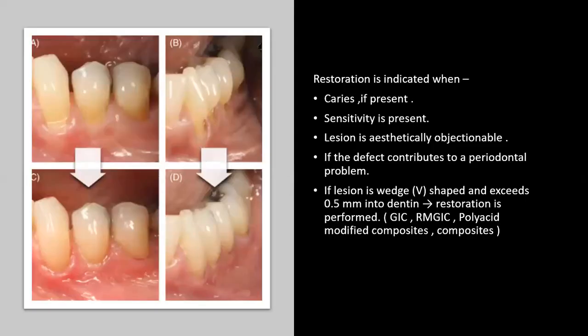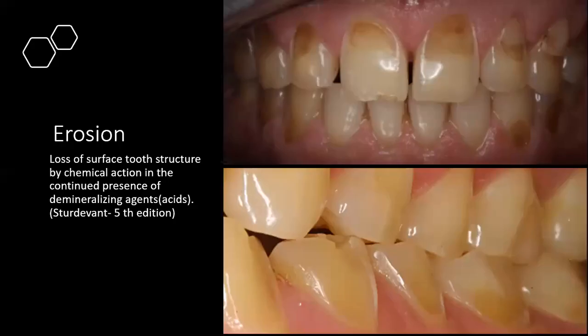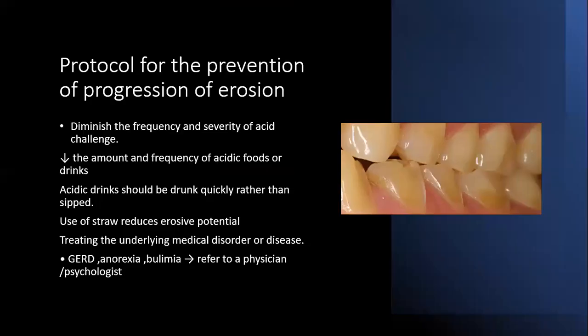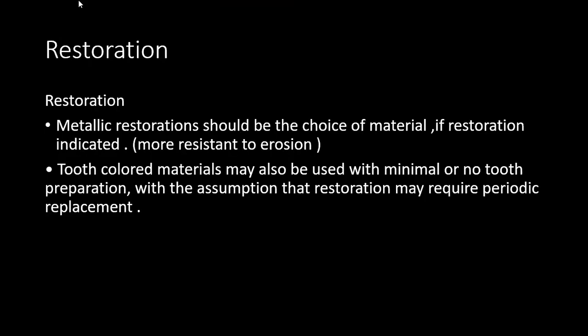Similarly, restoration is performed if there is any caries, if sensitivity is present, if the lesion is aesthetically objectionable, if it contributes to a periodontal problem, or if the lesion exceeds 0.5 mm into the dentin. Mostly metallic restorations are preferred, since these restorations are more resistant to erosion.